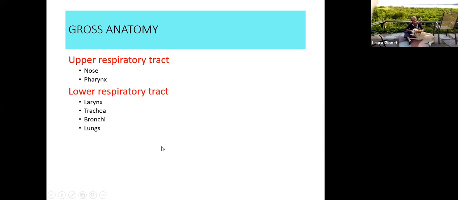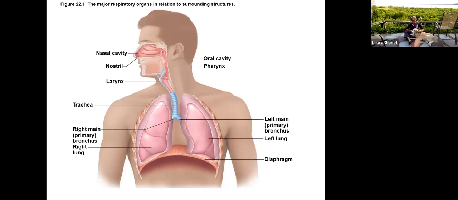So we divide the respiratory system into upper and lower divisions. The nose and the pharynx or throat area is considered the upper respiratory tract, and the lower respiratory tract is essentially anything including the epiglottis and below: the larynx, trachea, bronchi, and lungs. So if we look at this picture here, we can see where the larynx is located. It contains your vocal cords. Above that point is the upper respiratory tract, and everything below is the lower respiratory tract.